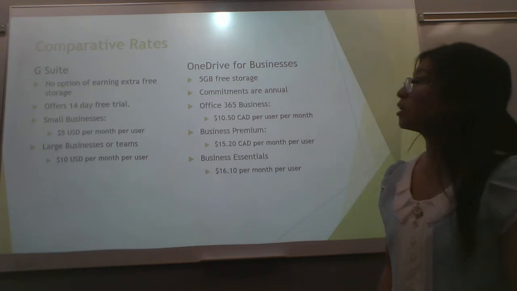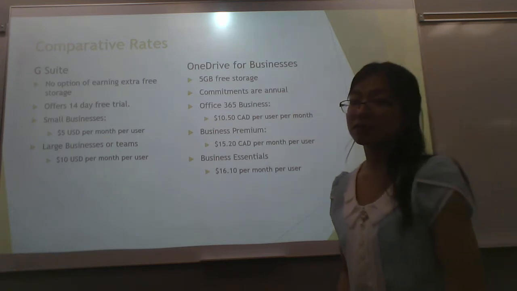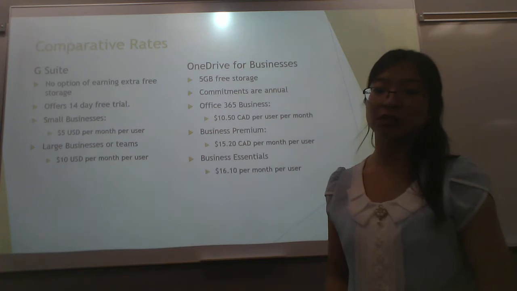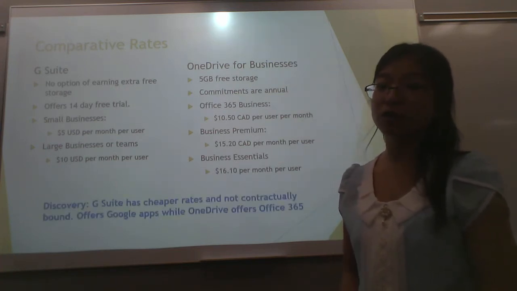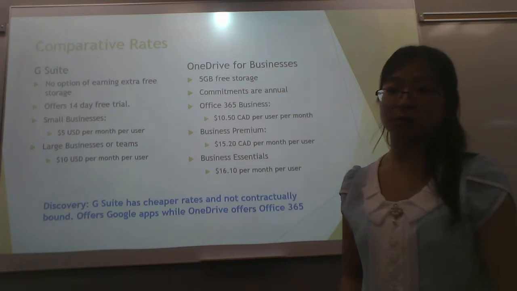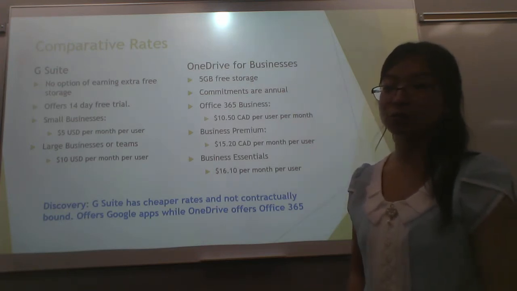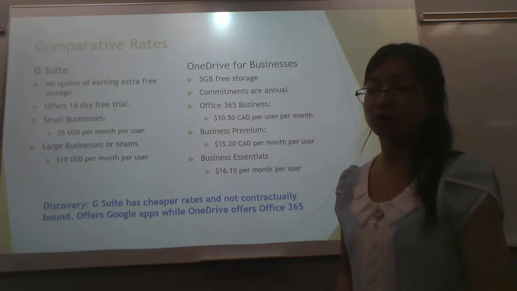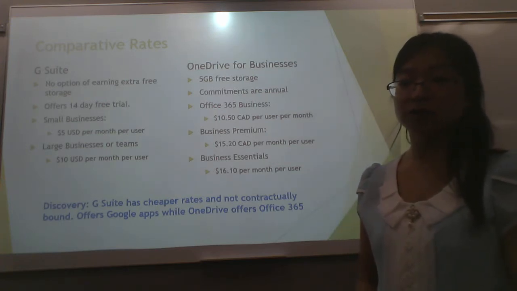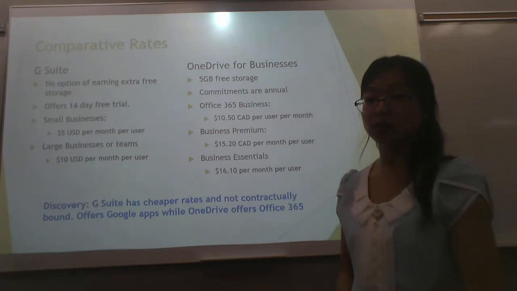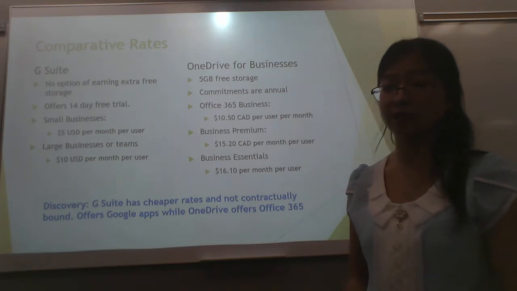Moving forward, we'd like to compare the different rates. For companies, money is always an issue. When comparing G Suite and OneDrive, G Suite is obviously the cheaper option. It's important to remember that G Suite, if purchased, comes with Google Apps, while on the other hand, if you're going with the Office 365 option, it includes Office 365.